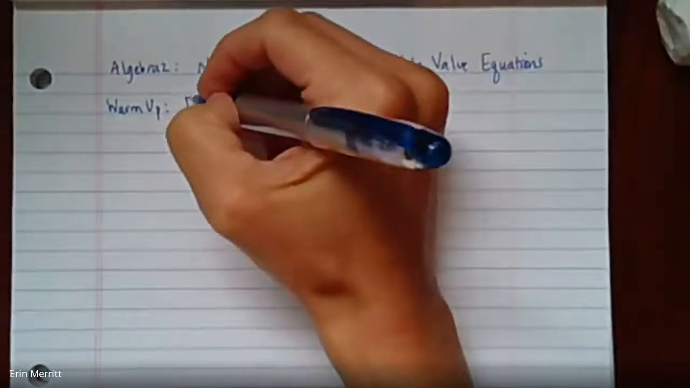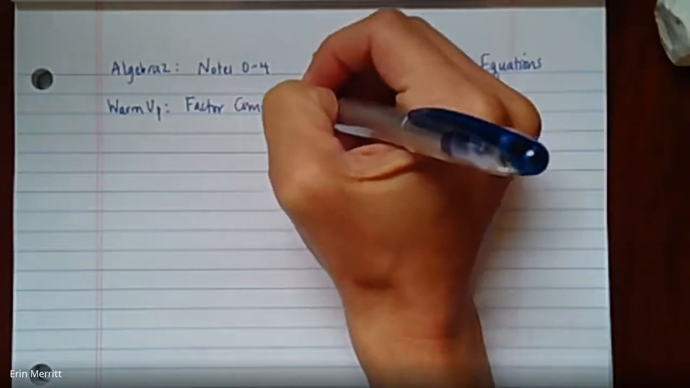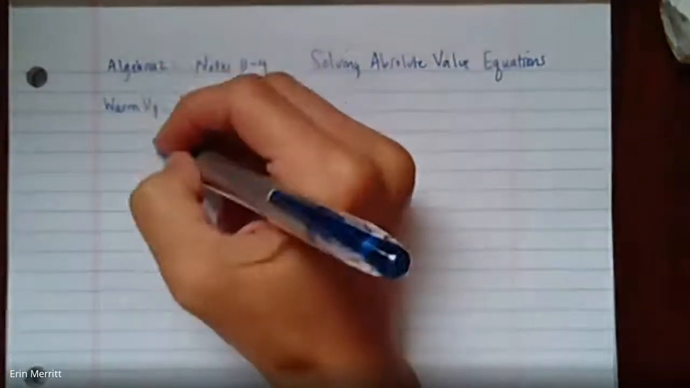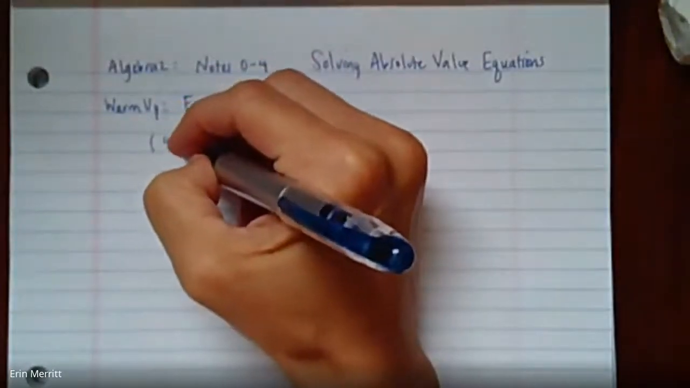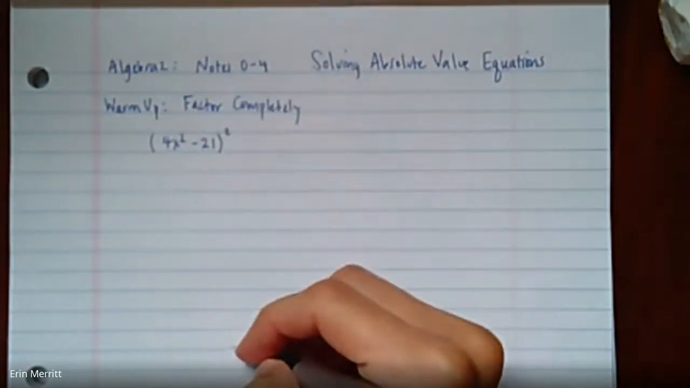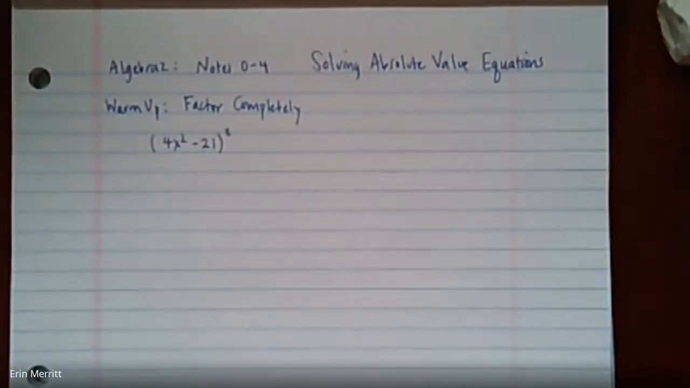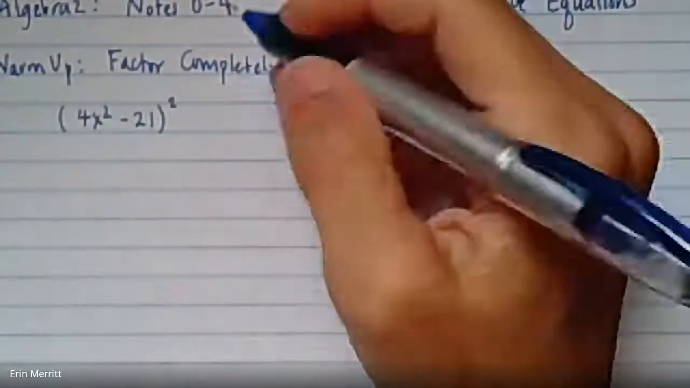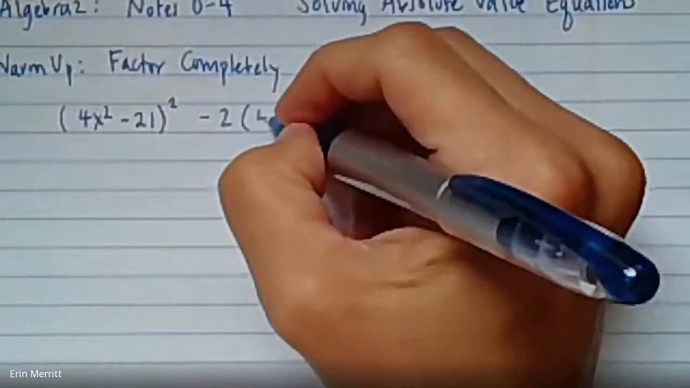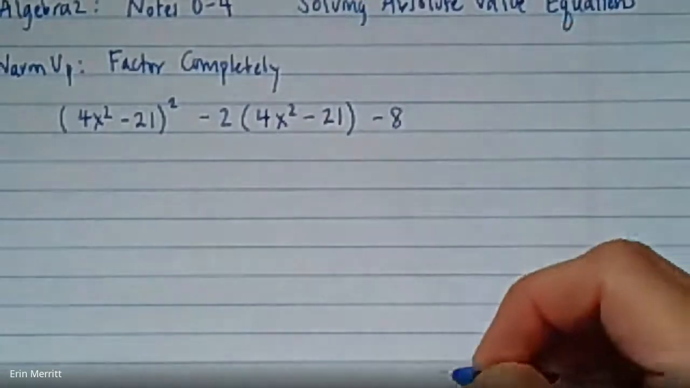So the directions are to factor completely. In parentheses, 4x squared minus 21, quantity squared. Oops, I know it's a little blurry. Hopefully you can see pretty well. I'll zoom in a little bit. And then minus 2 times 4x squared minus 21, and then minus 8.